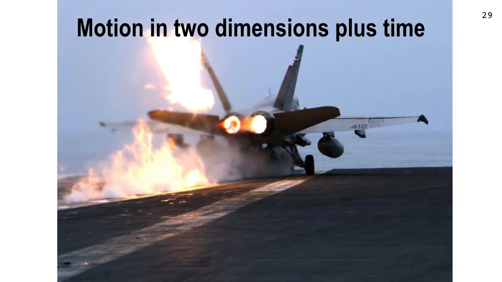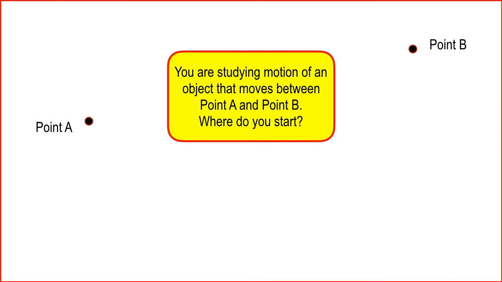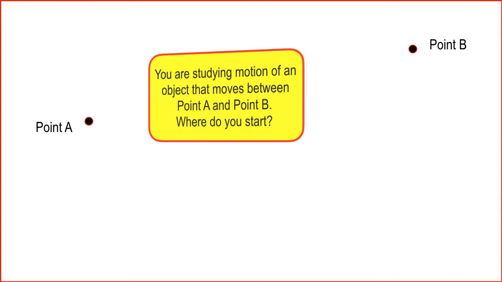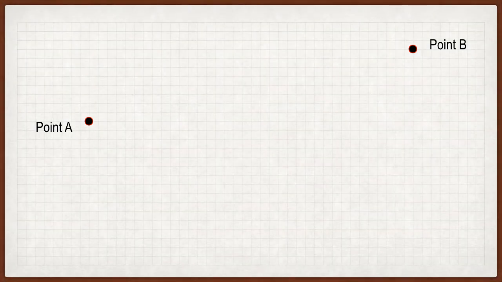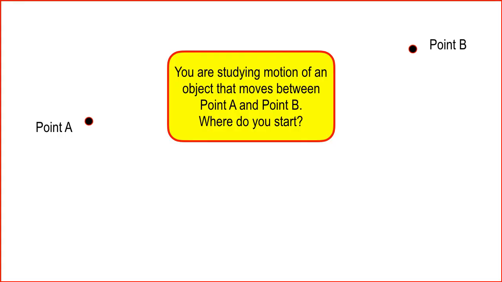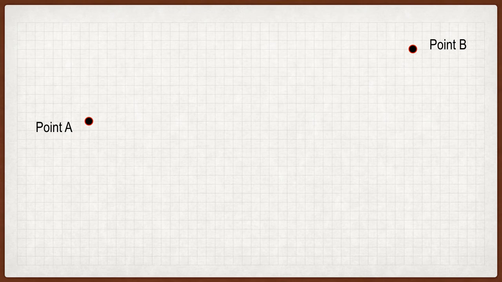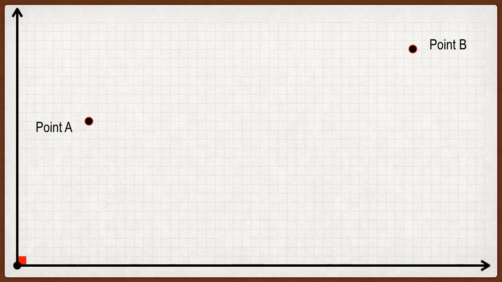So, motion in two dimensions plus time. Let's think about this. We start talking about this in chapter one of the textbook. You're studying the motion of an object that moves between point A and point B. You got to know where you start. And the thing that you have to do is figure out some kind of coordinate system. So what I've done here, you may have noticed, this slide has no graph paper. This slide does. You see it? Let's put a coordinate axis set in there. Go ahead and put a y-axis vertically and an x-axis horizontally. And we'll put the origin down here in the lower left where the red square is. We can put it anywhere we want, but just for convenience, we'll put it down there.